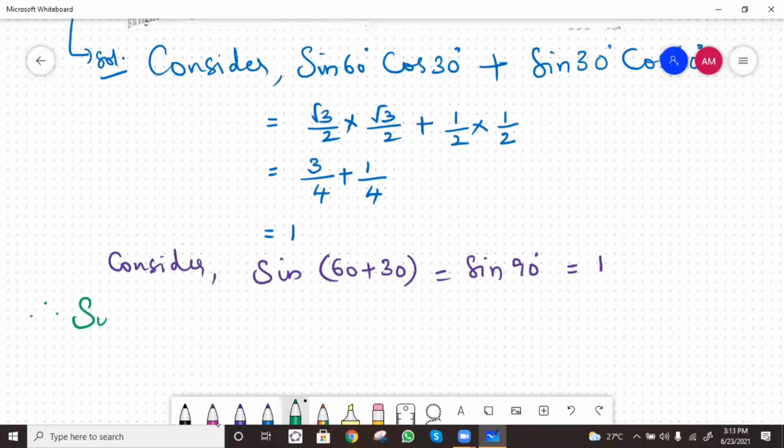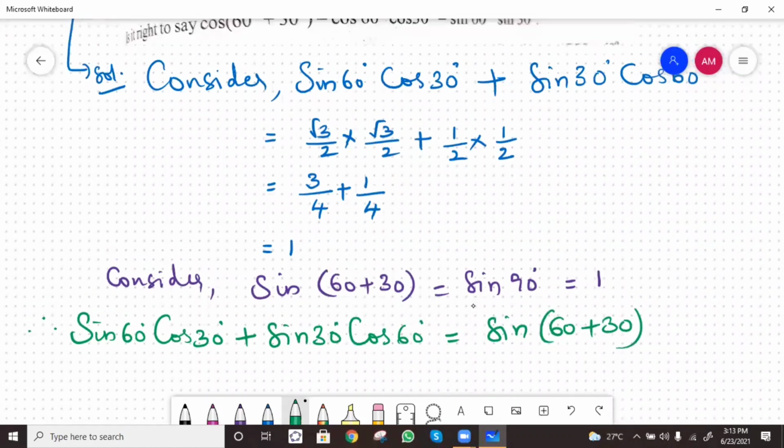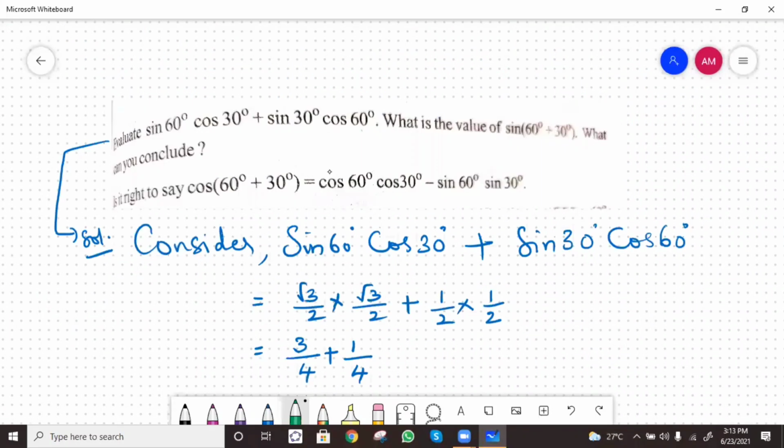That means sine 60 cos 30 plus sine 30 cos 60 is equal to sine 60 plus 30. That's the conclusion we got. That's what they asked: what do you conclude? These two are equal. Let us move to the next one.